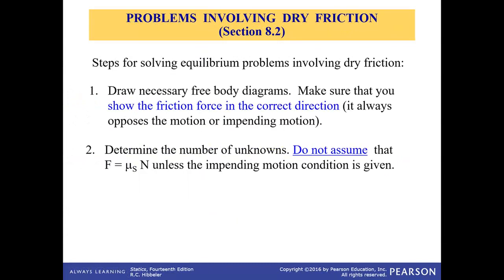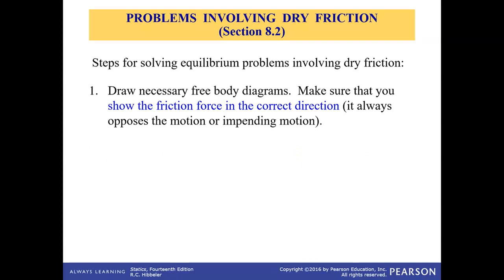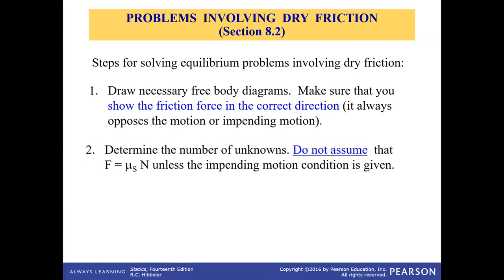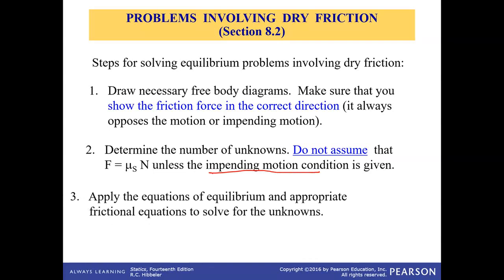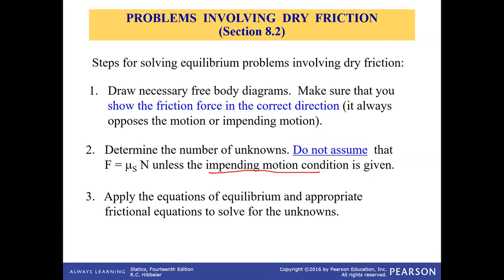So the steps for solving equilibrium problems involving dry friction: first step is to draw the free body diagram, indicate all the forces that are applicable, define the friction depending on the direction of the motion. Friction acts in the opposite direction of the motion. Determine the number of unknowns. Do not assume that F is always mu s times N unless the impending motion condition is given. So whenever the problem states that the object has impending motion, that means the static friction is maximum. Apply the equations of equilibrium and appropriate frictional equations to solve for unknowns. So remember, we have these three equations: sum of forces in x, sum of forces in y, and sum of the moments equal to 0. Along with these three equations, now we have one more equation when the motion is impending, that Fs is mu s times N.